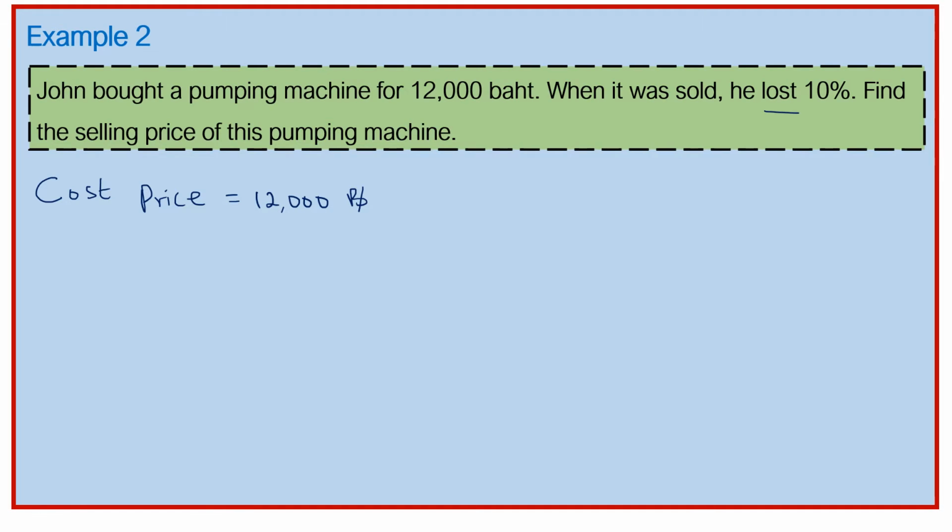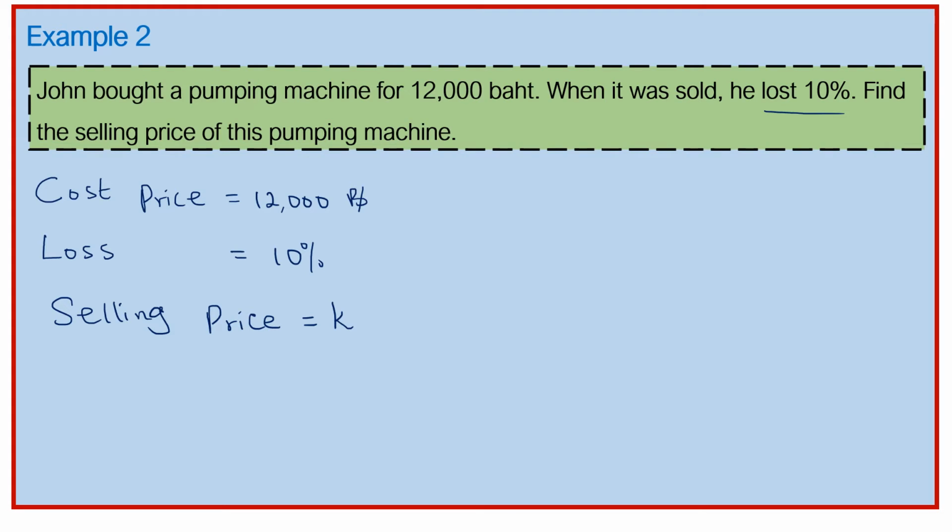He lost. This means that we have a loss. Loss equals 10%. If you lose 10%, it means that actually you sold at 90%. Okay? Now we need the selling price. Let selling price be K. Now let us form an equation of proportions.